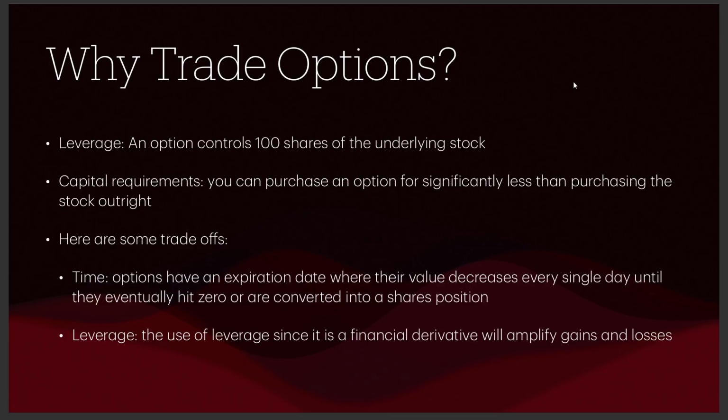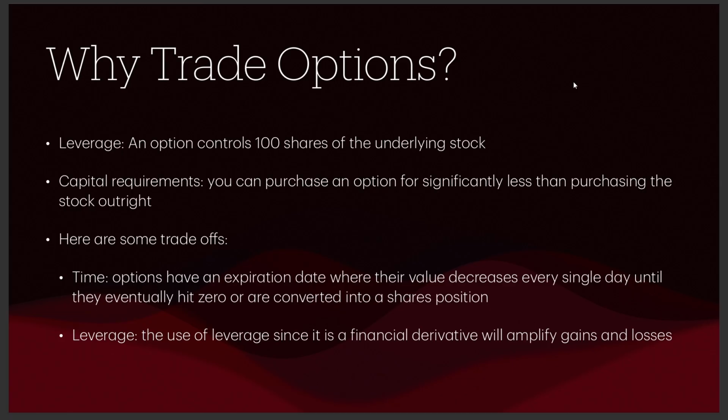The reason why many people trade options contracts is because of leverage, which gives people the ability to amplify their gains, but also lowers capital requirements. You can purchase options contracts for far, far less than purchasing the stock outright. So if you wanted to buy that Amazon contract for $500, that's way better than having to spend $240 times 100 shares to control the underlying stock.